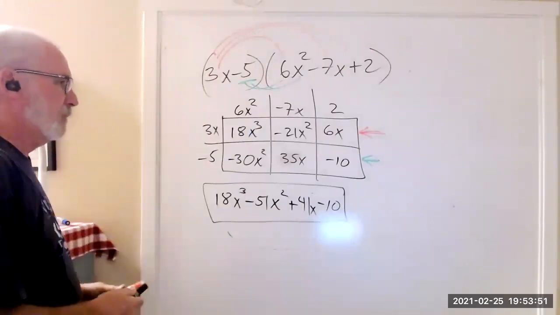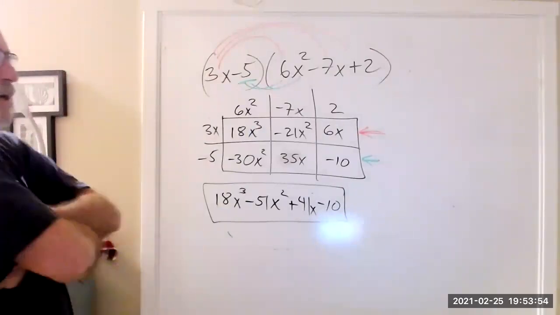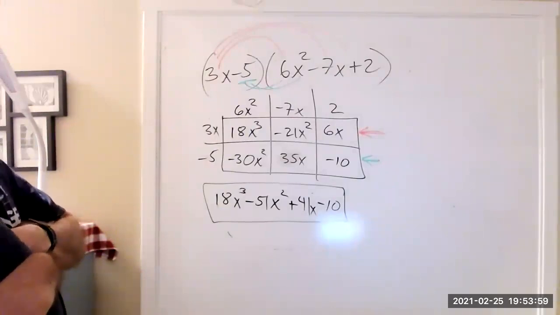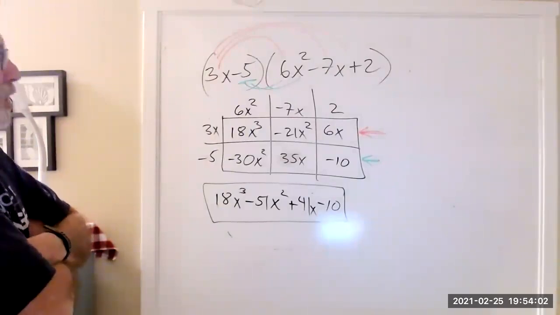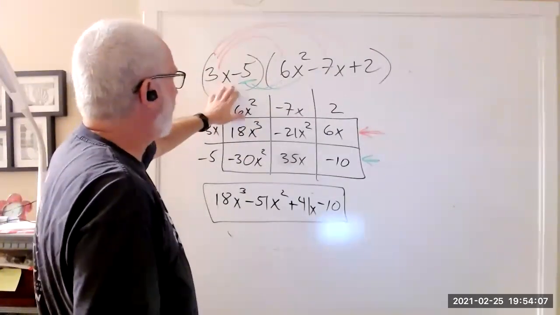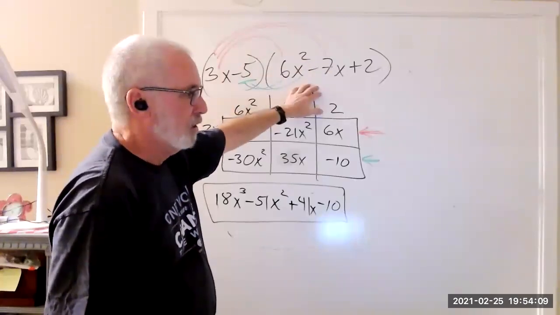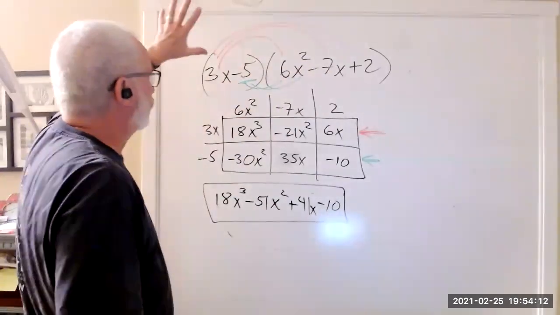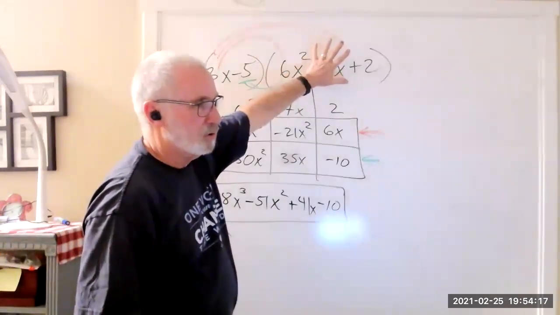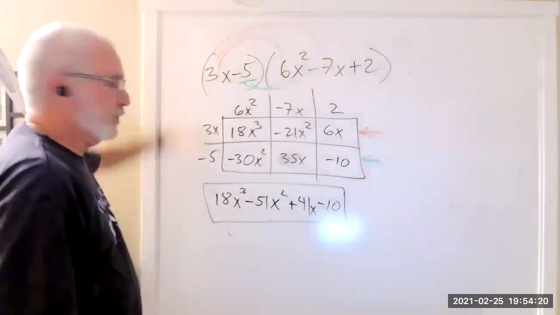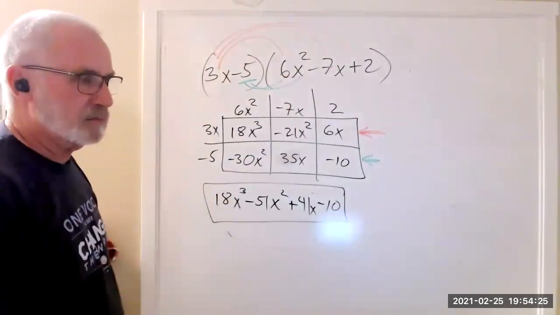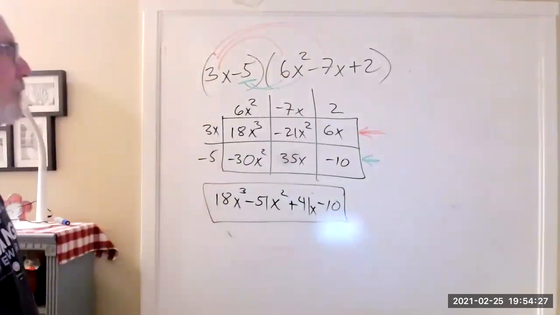Okay, I will say I like that method. In the end, I don't use it. I use it when the problems get more ugly. I use the traditional method when it's a binomial times a trinomial. But if some bozo gave me a trinomial times a trinomial, then I go to this method because it really helps organize things. So I just kind of bounce in between. And you can do whatever you want.